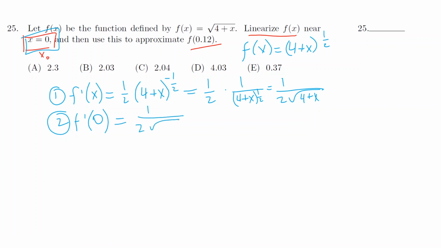1 over 2 square root of 4 plus 0, which is the same thing as 1 over 2 square root of 4, which is the same thing as 1 over 4. And this is also our slope, by the way. Let me change the colors just to make sure that I can show everything nice and clean.